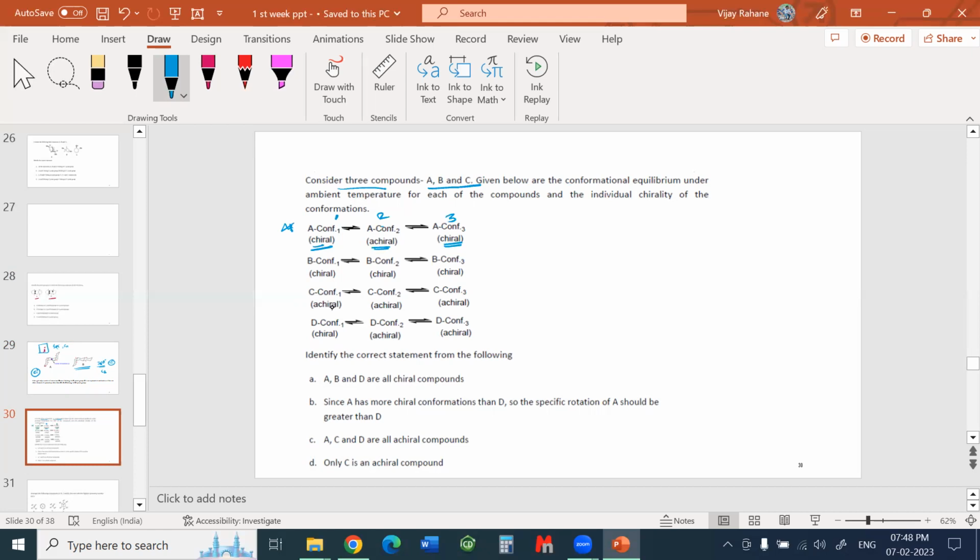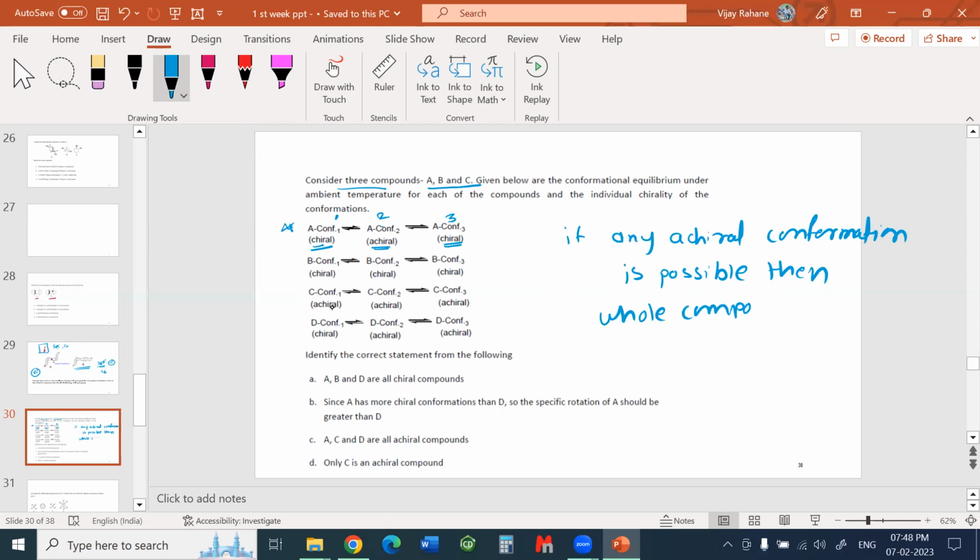We need to note that if any achiral conformation is possible, then the whole molecule or compound becomes achiral, right? So here, the first conformation is chiral, but the second is achiral. So this molecule is not a chiral molecule, since one achiral conformation is present.